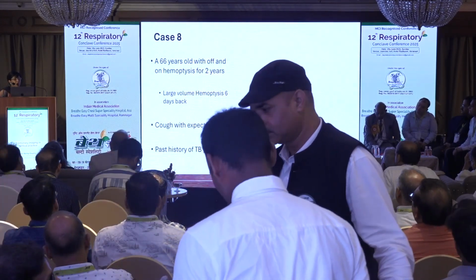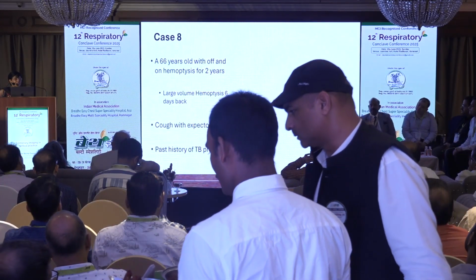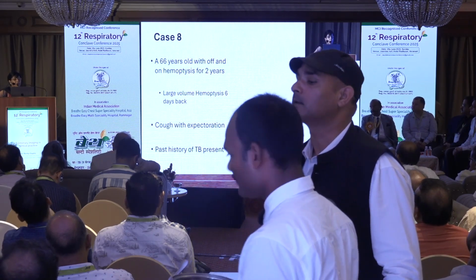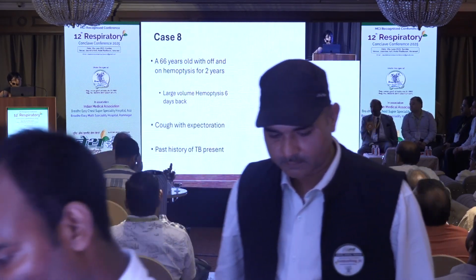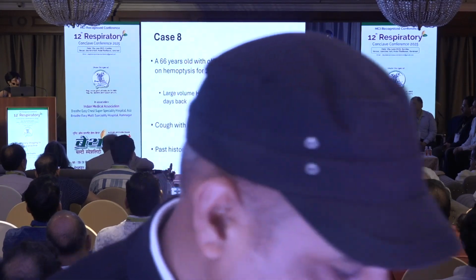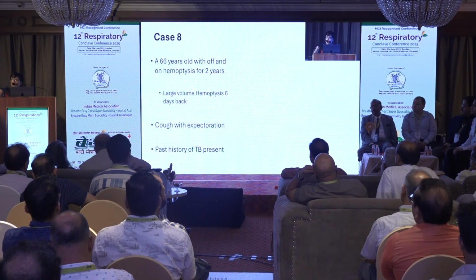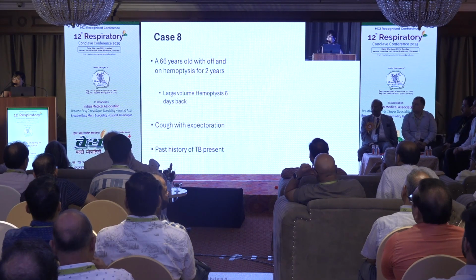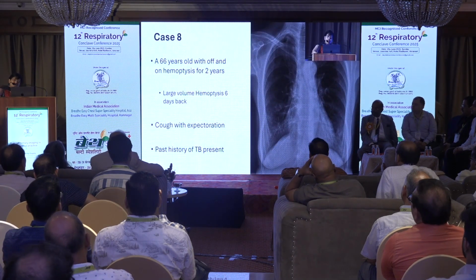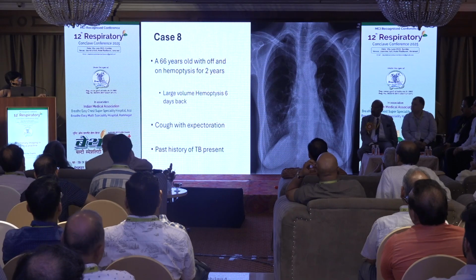A 66-year-old with off and on hemoptysis for 2 years, right? But 6 days back had really, really large volume hemoptysis. The symptoms of cough with expectoration are also present for 6 years. Past history of TB is present. What is the most likely diagnosis? We are looking at aspergilloma or post-TB sequelae, say maybe bronchiectasis.